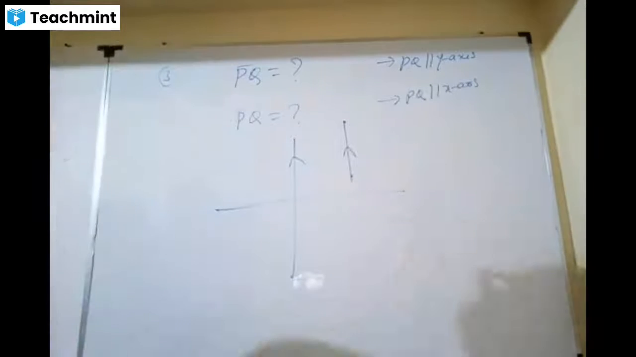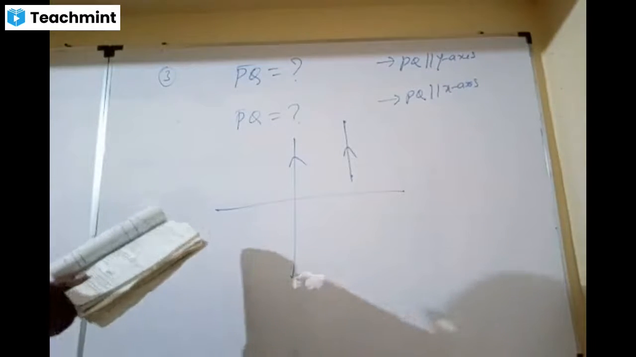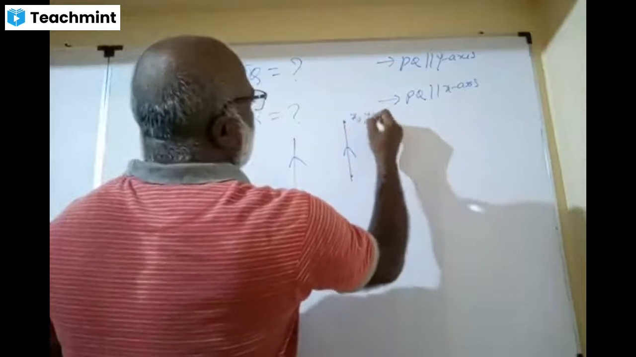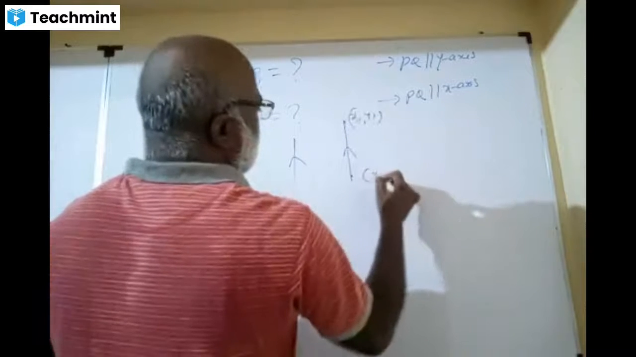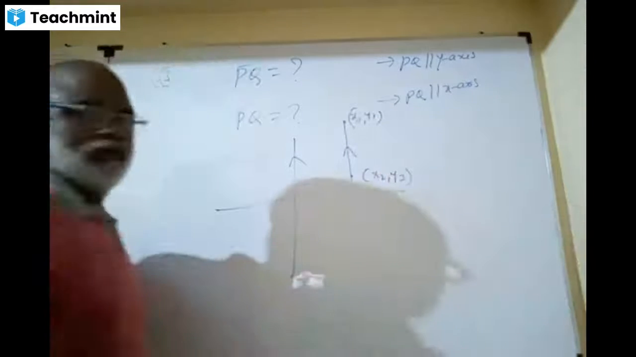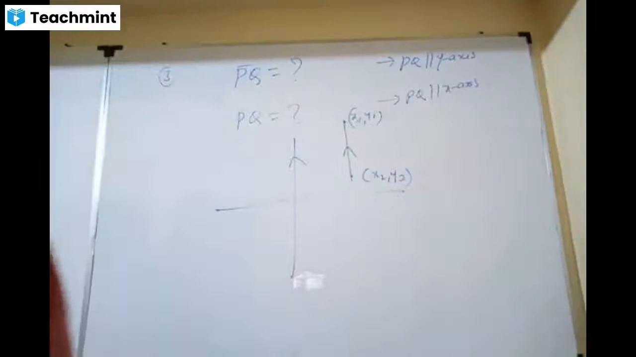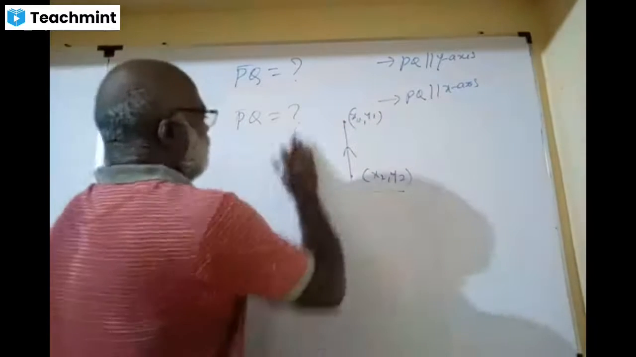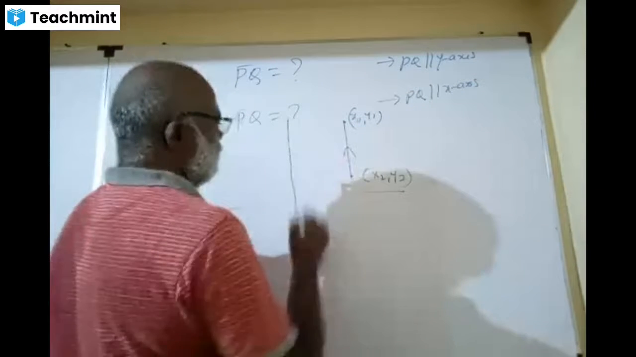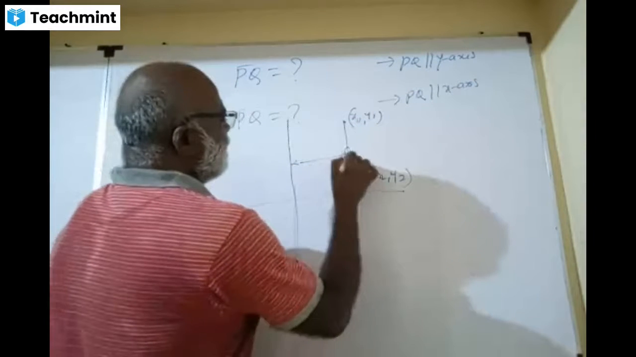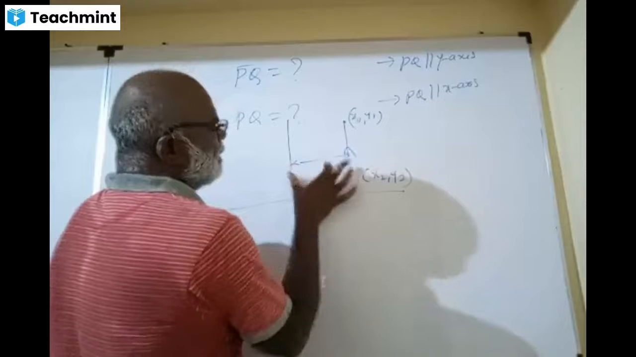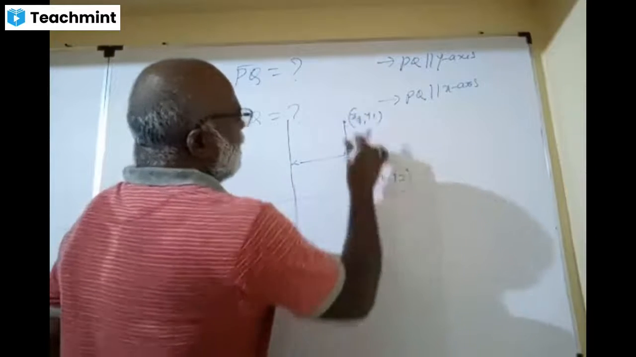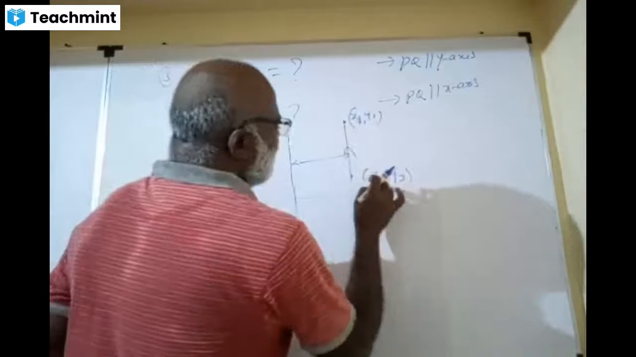Yes or no? Yes. x1, y1, x2, y2. When it is parallel to the x-axis, friends, what is constant here? This width is constant, which means the y coordinate should be the same here. If this is x1, what should be this one?